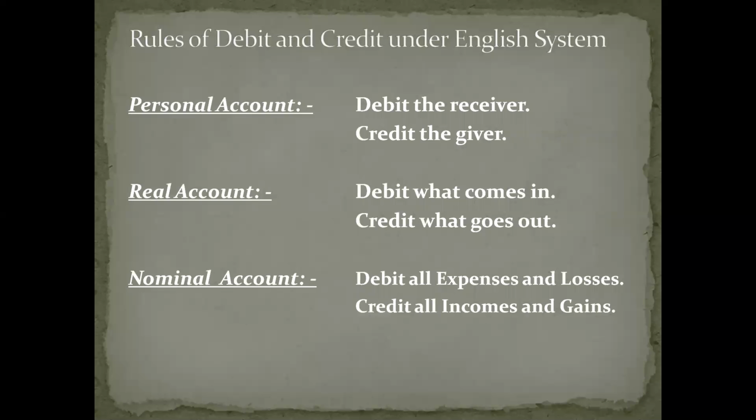Then credit all incomes and gains. For example, commission received. Commission is an income. So here we should credit commission account. Very simple. Debit all expenses and losses. In a transaction, if you find any kind of expenses and losses, you should debit it. If you find any incomes and gains, then you should credit it.